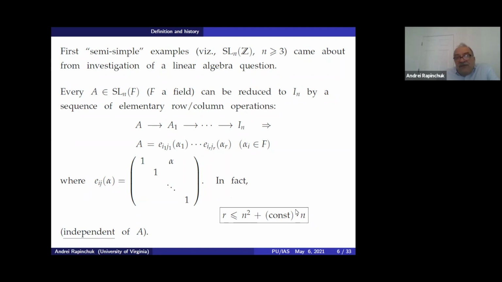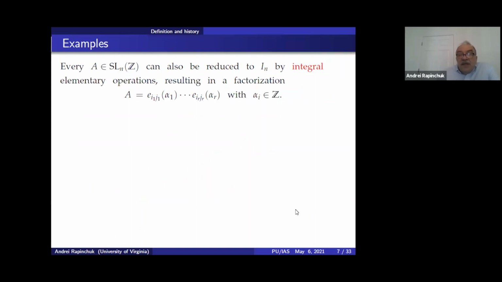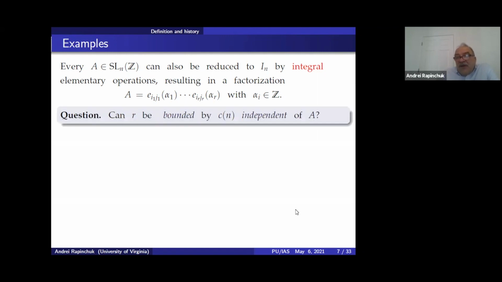Now, you can do reduction not only over the field, but also, let's say, over Z. Using long division process or Euclidean algorithm, one can also reduce every unimodular matrix over Z to the identity matrix by a sequence of integral elementary operations, which of course results in a representation of my matrix as a product of elementary matrices with integer entries. But then we can ask the same question. Can the number of steps be bounded by a constant, which of course should depend on n, but which is independent of the matrix itself? And for n equals 2, the answer turns out to be negative. And the underlying reason is, of course, the fact that SL_2(Z) is a virtually free group. And free groups do not have bounded generation. But what about the case when n is at least 3?